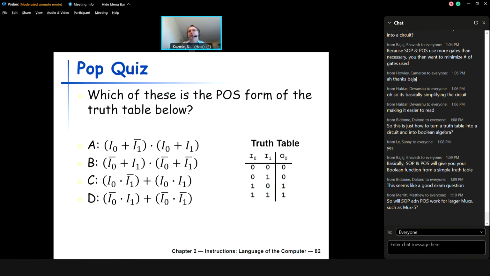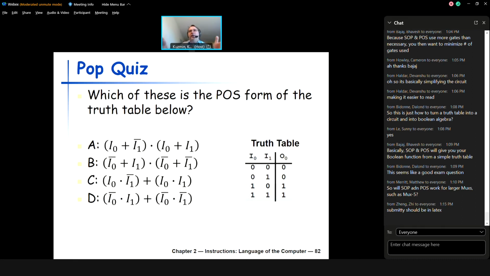So will SOP and POS work for larger multiplexers such as multiplexer 5? Yes. So the beauty of, and the reason why SOP and POS methods are worth mentioning and they're worth learning, is because they are universal. Any function for which you can build a truth table, then you can apply this SOP or POS approach to find the formula. Okay, so if you start with a truth table, then SOP POS methods give you the formula, not the minimal, but it's the formula that implements that Boolean function. And then using that formula, you can use it to actually build the circuit using your gates.